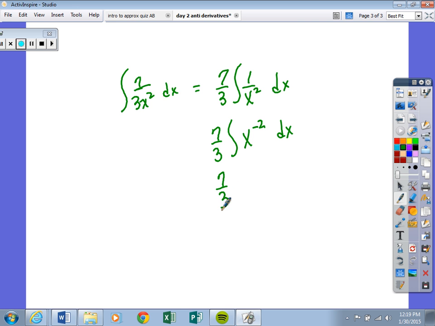And now I can add 1 to -2, and when I add 1 to that, it's going to become x to the -1st, and then over a -1, and then plus c. So to rewrite this, it looks like this: negative 1 times the 7/3. This is just going to make for a negative 7/3. And then x to the negative 1 just means that the x is going to end up in the denominator. So that would be my final answer for number 3.